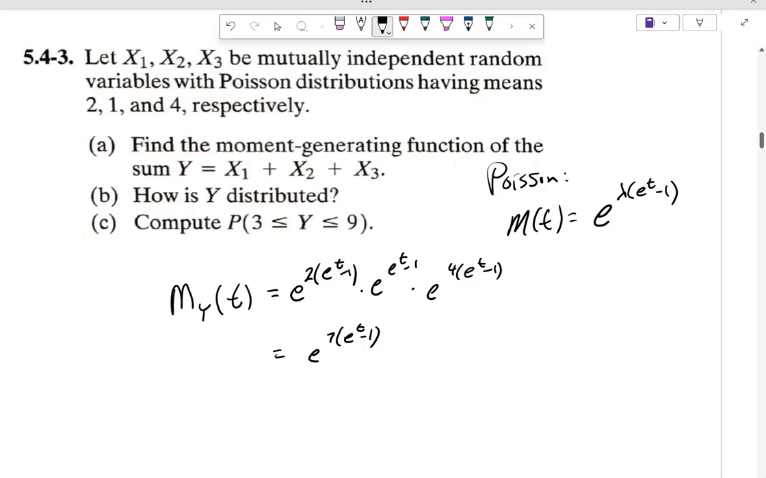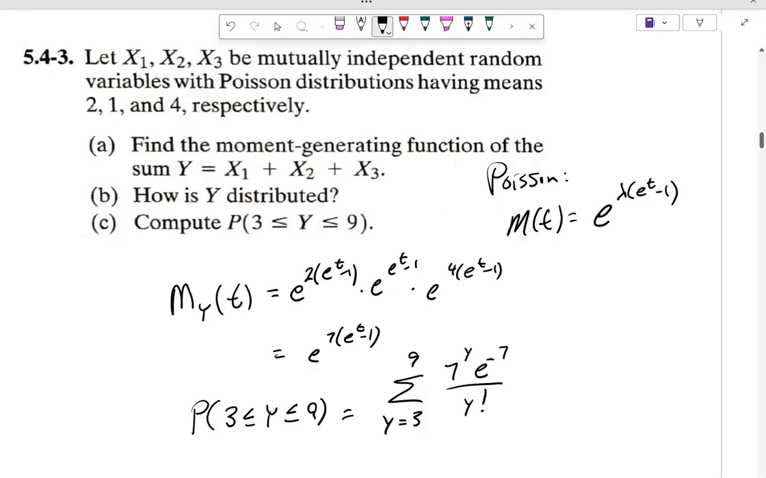So if you wanted to write out part C, we'd have the sum from 3 to 9. Remember, your Poisson PDF is lambda to the x e to the minus lambda over x factorial, but I'm using a y in this case since they told me the random variable was y. So that would be how you'd have to do it since it's discrete. I figure it's good to write it down as a review, right? Questions on that one?